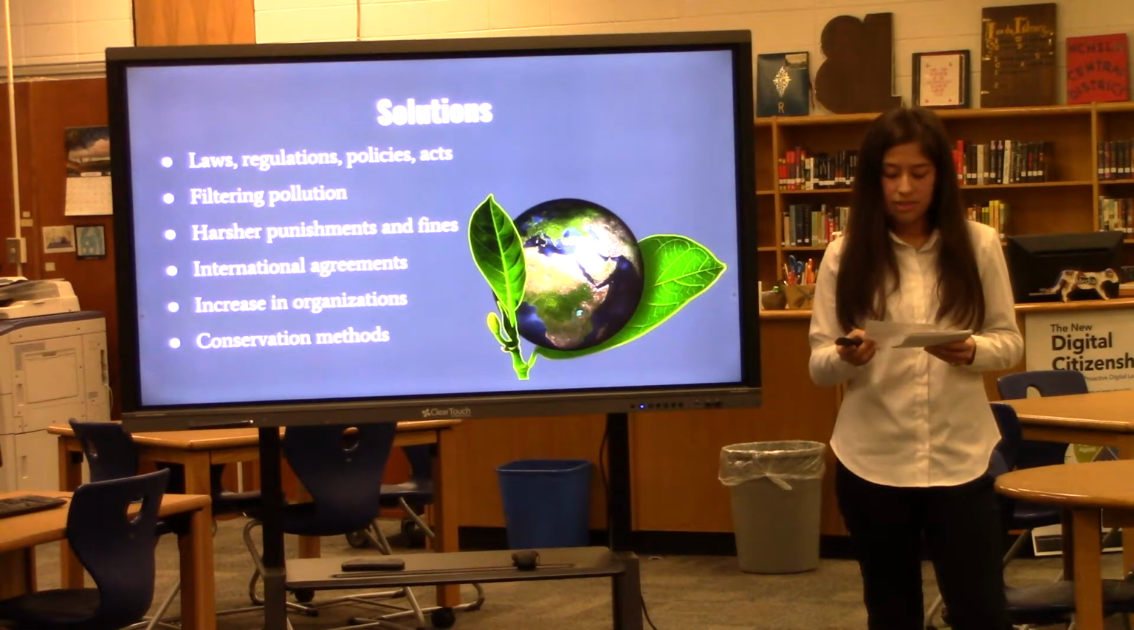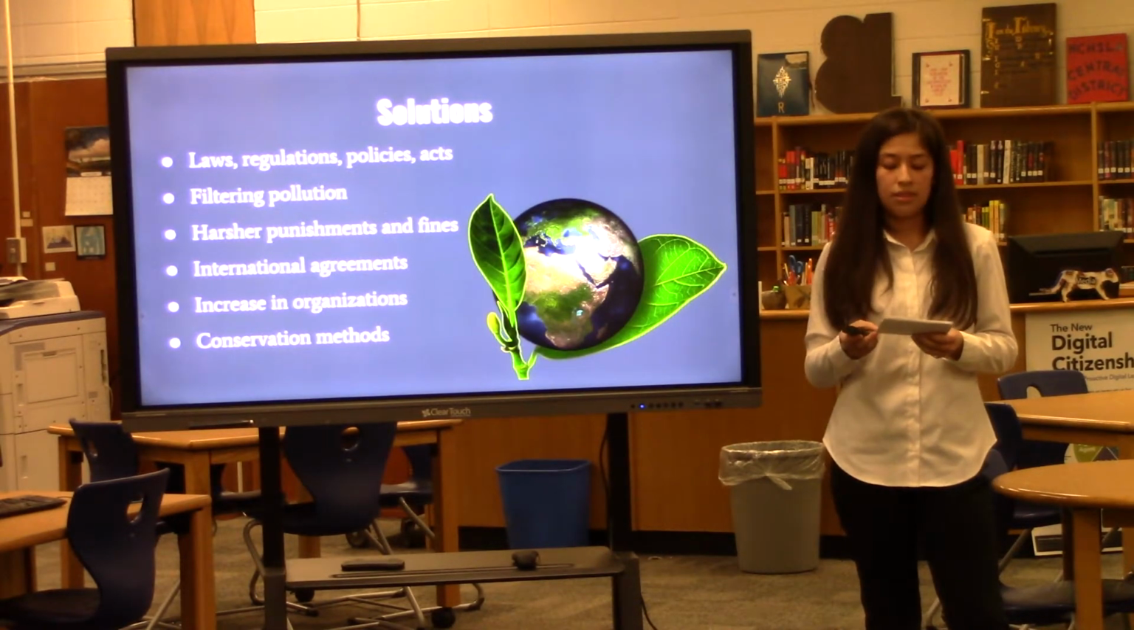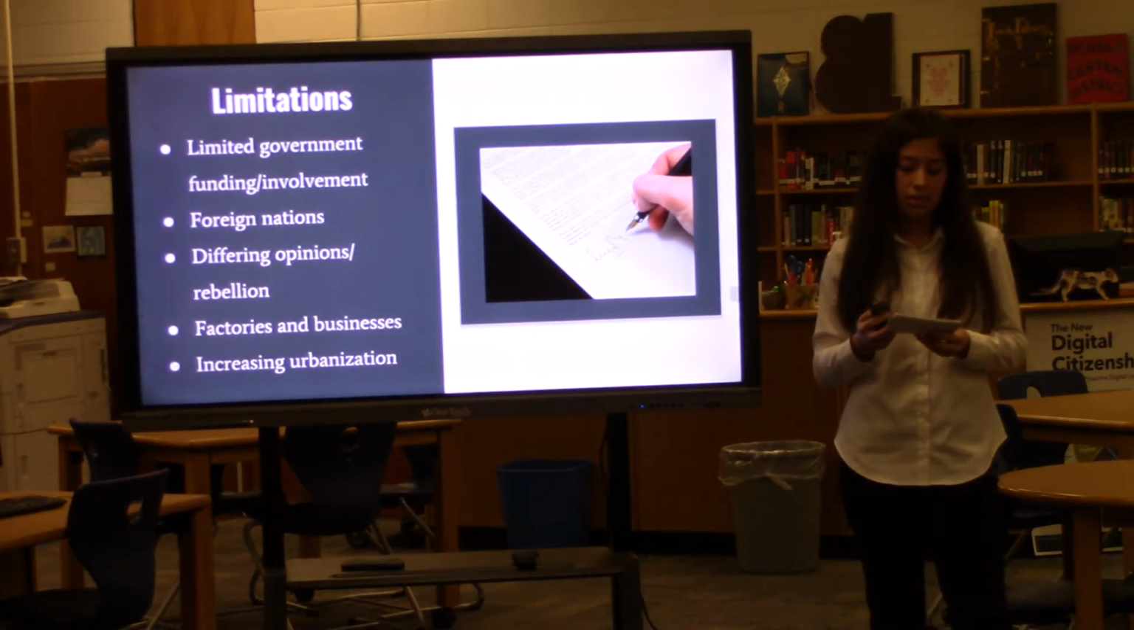There needs to be an increase in organization involvement for better advocacy of environmental damage. And Americans need to make conservation methods such as public transportation, owning fewer electronics, and stopping the use of disposable products for a much healthier environment. For these solutions to be enforced, there needs to be an increase in government involvement, education, and funding. However, with these solutions come limitations.